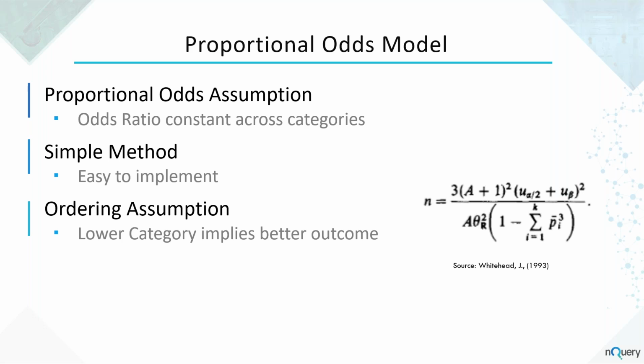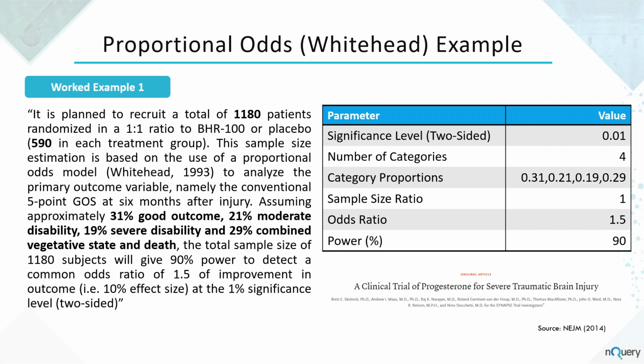Just to mention as well before I move on that it does require one small assumption, just worth noting in the back of your mind, which is that it assumes that lower categories imply better outcomes. So by that I mean instead of ordering something in terms of very bad, bad, good, very good, you'd order it in terms of very good, good, bad, very bad. Okay, so hopefully that makes sense.